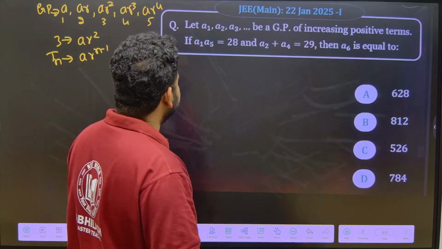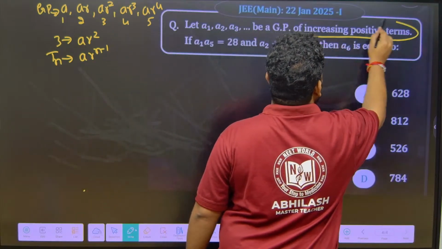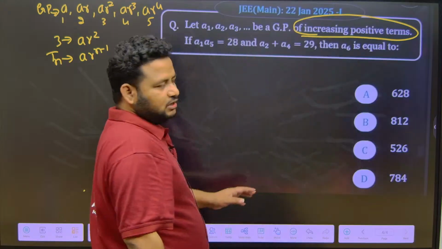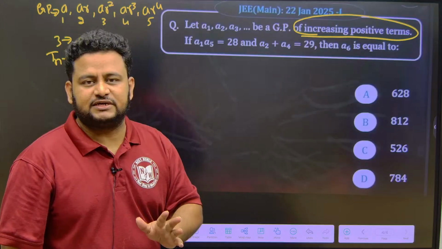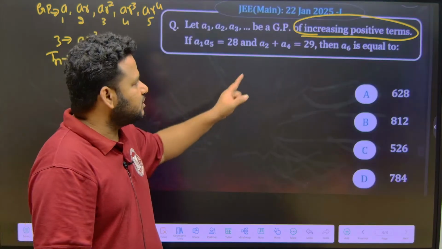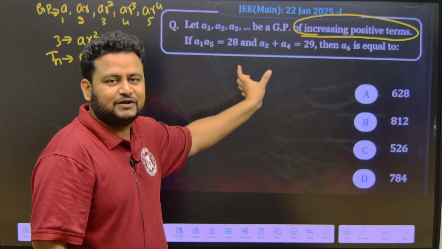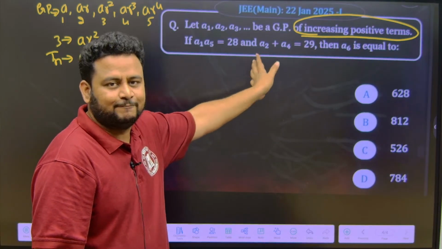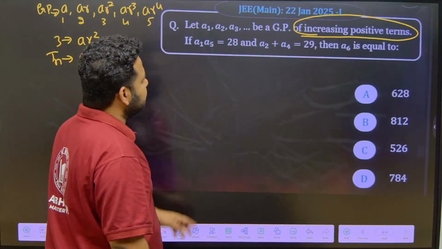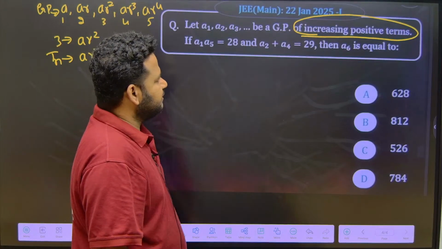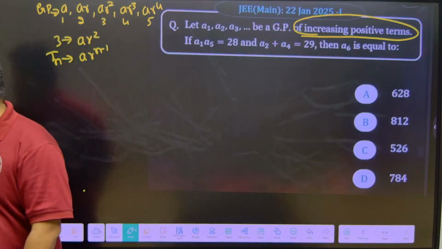They have given: let A1, A2, A3 be a GP of increasing positive integers. This line is very important. Randomly they don't give such questions. They could have given a GP of positive integers, but they have given increasing positive integers. That means at some point in the question this will be of utility for us. That's why each and every word in the question is highly important. If A1 into A5 is 28, and A2 plus A4 is equal to 29, then A6 is equal to what? This is their question.